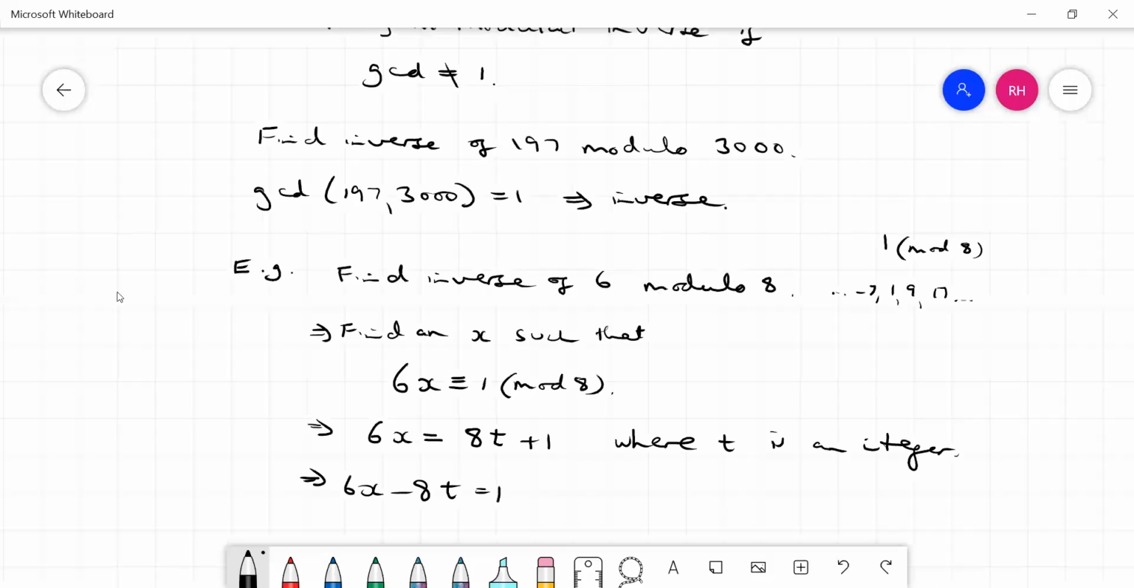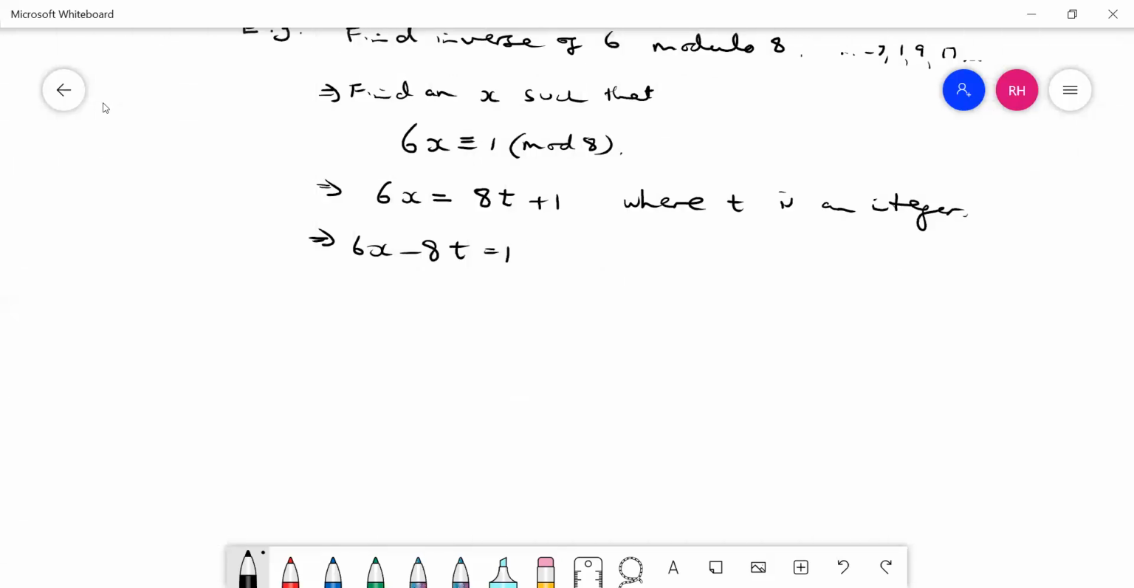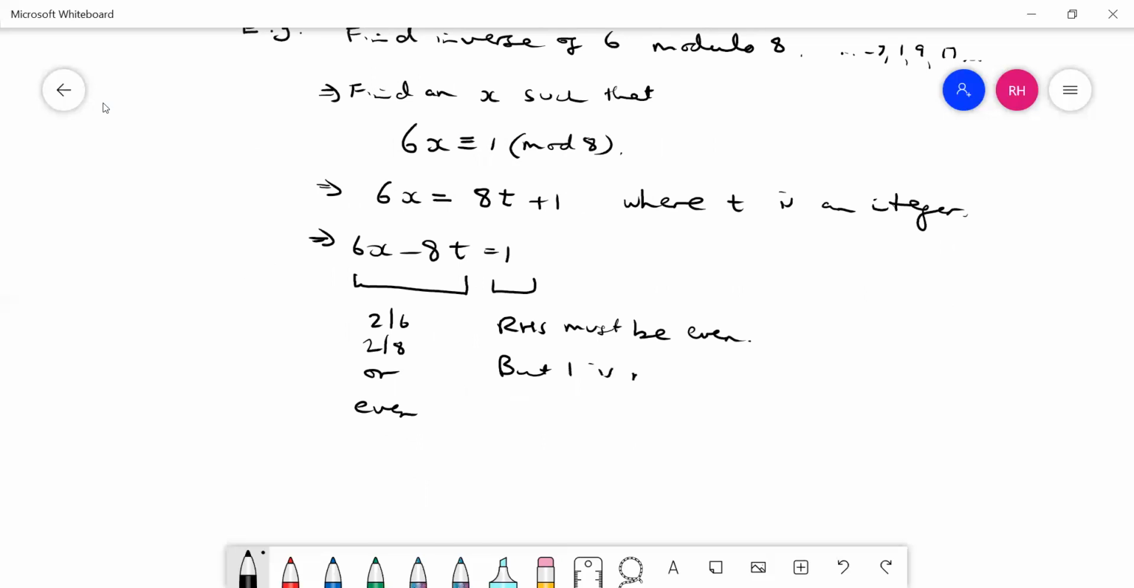And now there's a problem. This is even. In other words, 2 divides 6, 2 divides 8, so the whole left-hand side is even. And so if the left-hand side is even, the right-hand side must be even. But 1 is not even. So therefore, it's impossible to find an inverse.